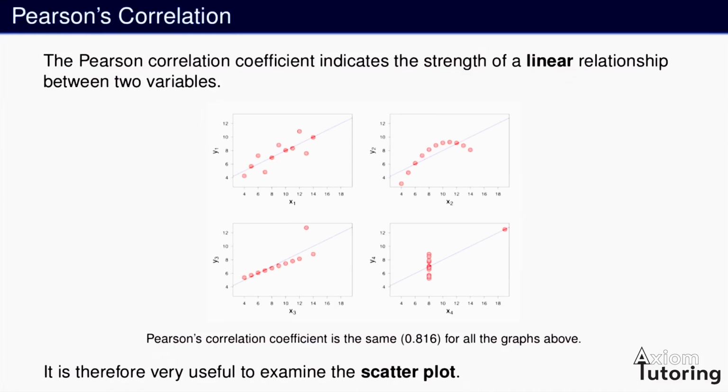So it's in practice very useful to examine the scatter plot whenever you have two variables and you want to measure the correlation between those two variables. So that's it for today's video. And in the next video, we'll have a look at other types of correlation measures.